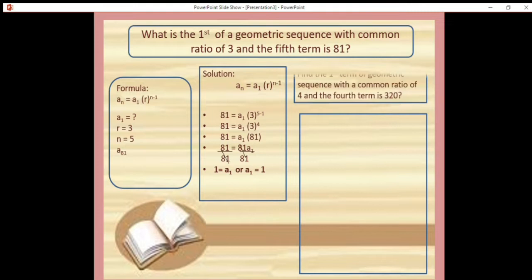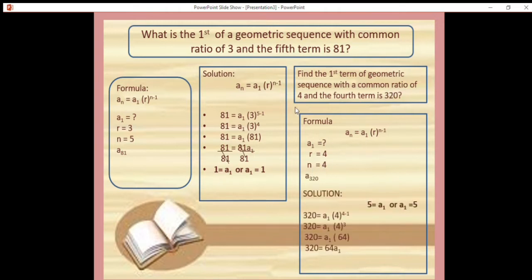Okay. The second example is, find the first term of a geometric sequence with a common ratio of 4 and the fourth term is 320. So, copy the formula. Second, identify the a sub 1, a sub n, the common ratio, the number of terms in this problem. So, our common ratio is 4. Our n is 4 because that is the fourth term. And our a sub n is equal to 320. Now, substitute all the given numbers.